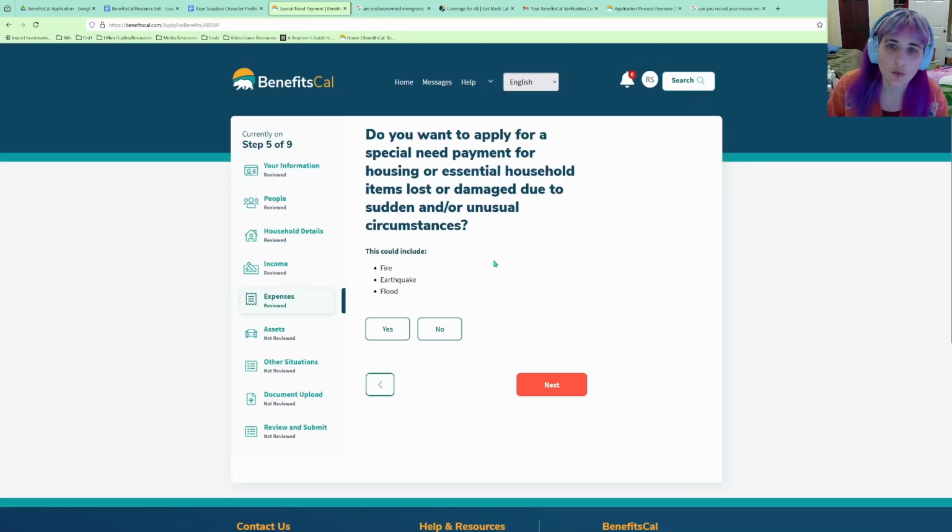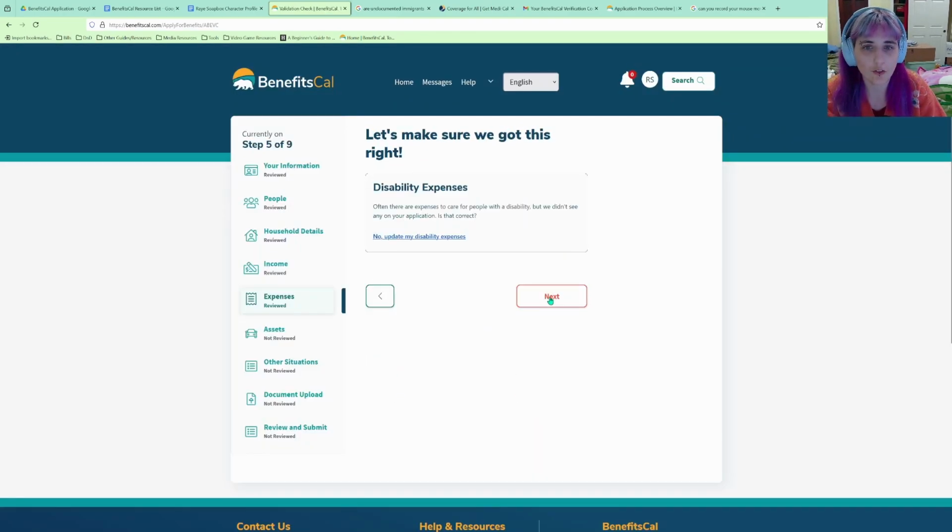Do you want to apply for special need payment for housing or essential household items lost or damaged due to sudden or unusual circumstances like natural disasters? In my case, I'm going to say no. Okay, it's just making sure that I did it right. Usually there's disability expenses, but I said I didn't have any disability expenses, so it gives you a little reminder or double check-in.